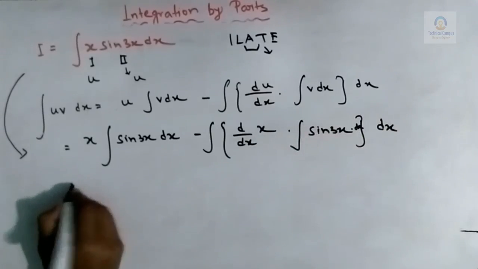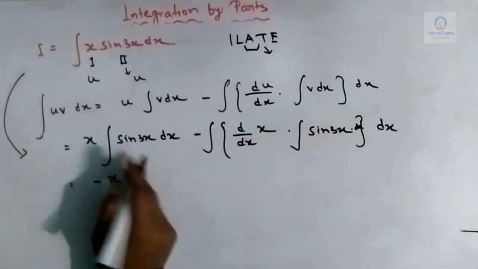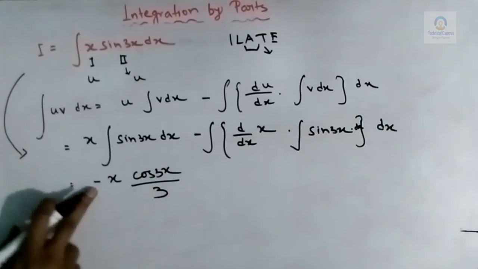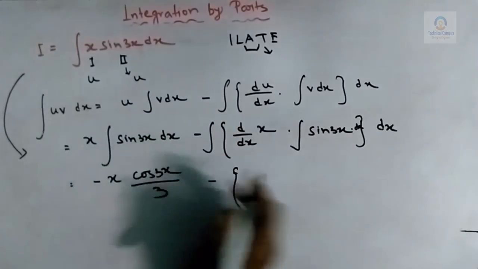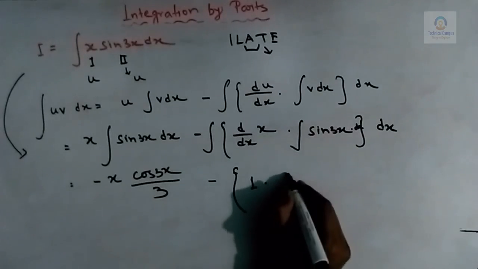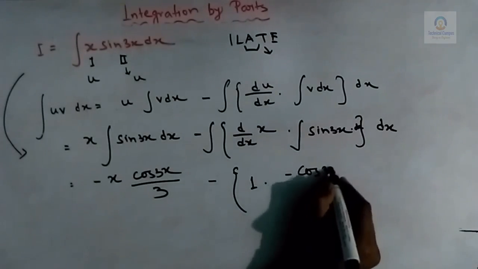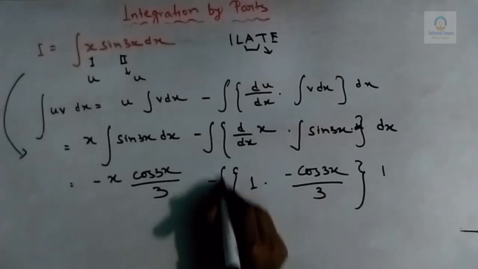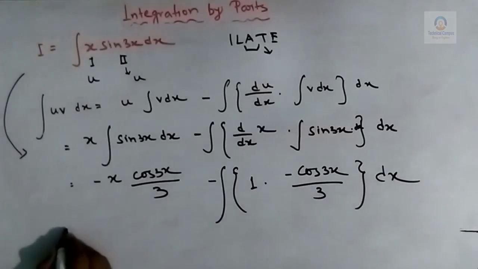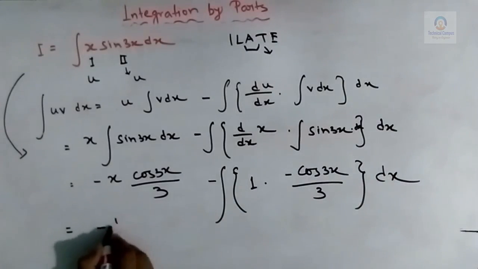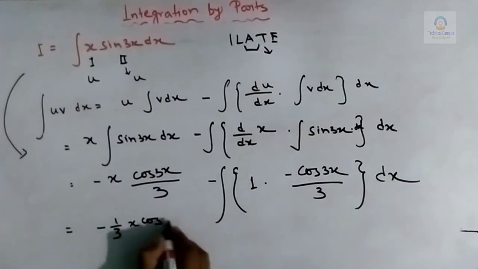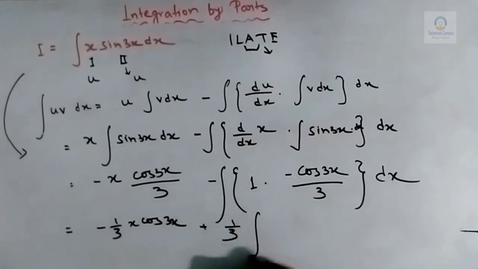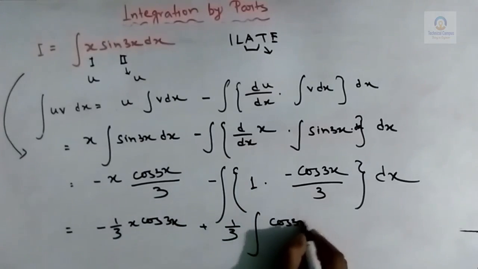Okay, so it will be minus x, because the integration of sin 3x will be equal to minus cos 3x by 3, so we have taken the minus here, and dx by dx will be 1 into, and this integration will be minus cos 3x by 3. We have to integrate this whole term dx, so it will be minus 1 by 3 x cos 3x, and this minus will be plus 1 by 3, which will be a constant, so integration of cos 3x dx.